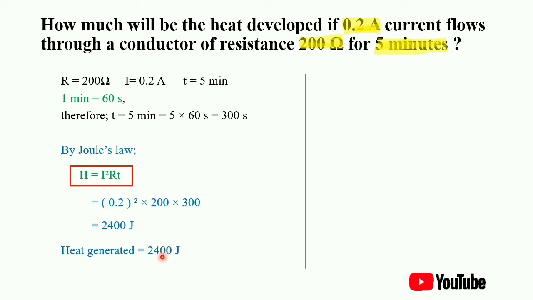Now what's next is we are going to convert this heat in joule into calories. What we have to study is this equation, that is 4.2 joule equal to 1 calorie. You have to learn this one by heart. If so, taking this 4.2 to the other side, we can write it as 1 joule equal to 1 by 4.2 calorie.